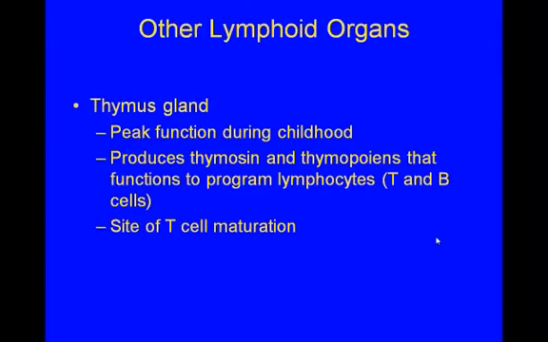The thymus gland. This has peak function during childhood, and then the older we get, the less it functions and eventually kind of shrivels up and goes away. Now, what it does is it produces thymosin and thymopoietin that function to program lymphocytes, your T and B cells, and it's a site of T cell maturation. Now, what does that mean if it kind of shrinks up the older we get? Does that mean that when you get old, you don't program T and B cells anymore? You do. You just program them in different areas. That's all.